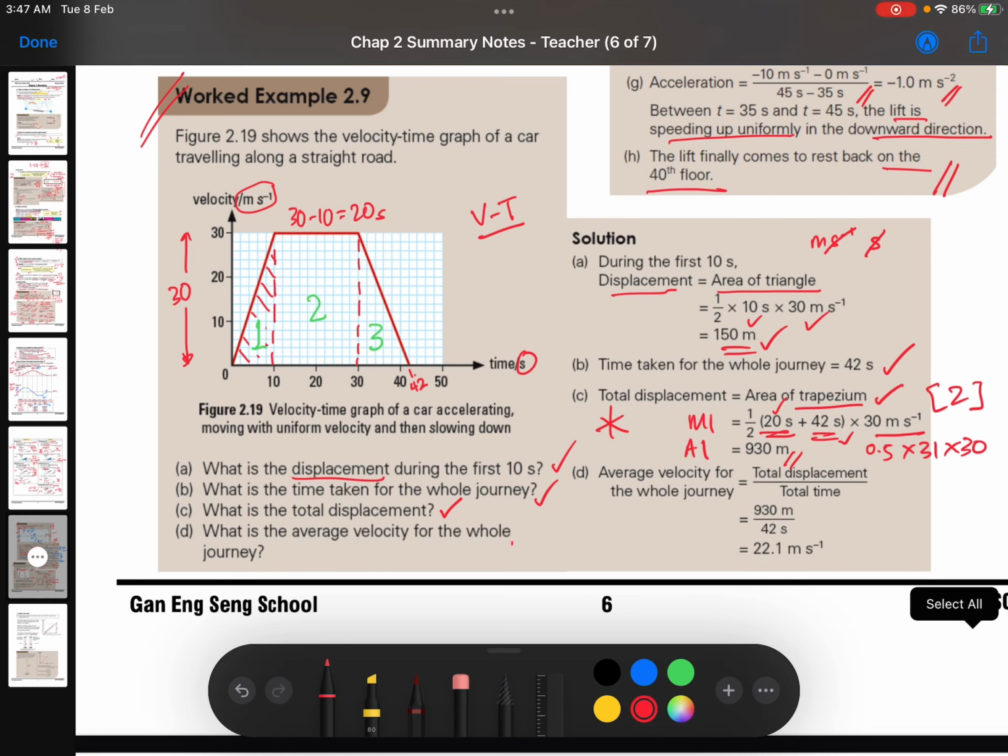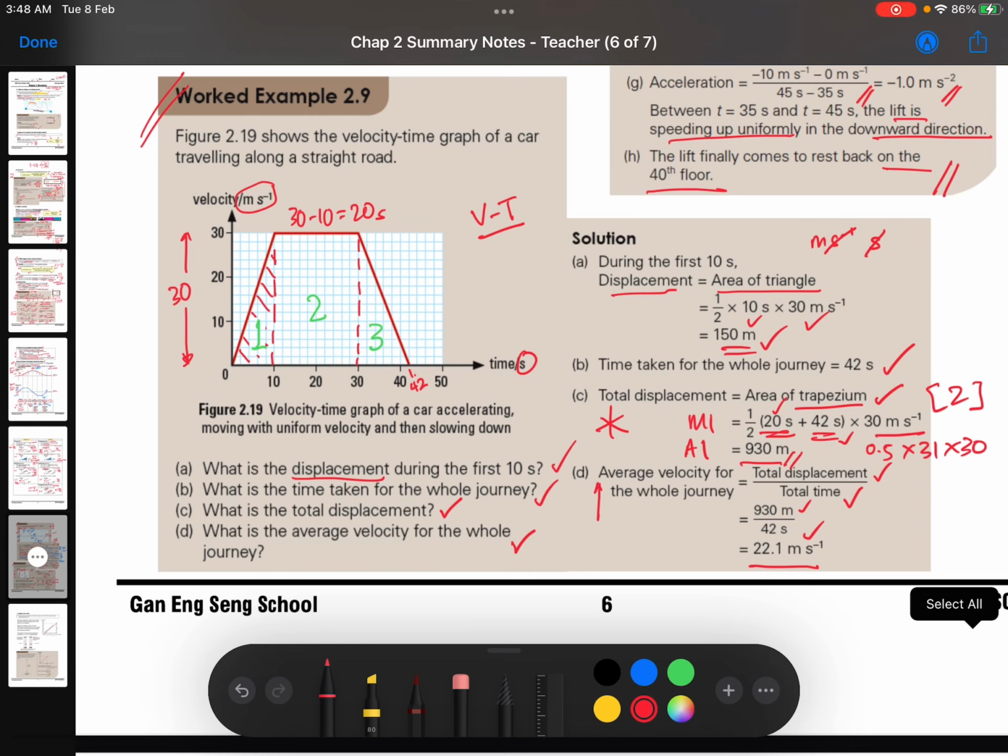Okay, now part D. What's the average velocity for the whole journey? Now, average velocity for the whole journey, you must take the total displacement divided by total time. Now, total displacement is 930 meters. Total time is 42 seconds. Therefore, average velocity is 22.1 meter per second.